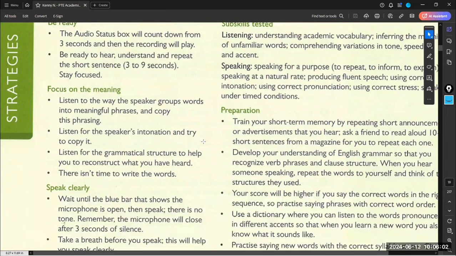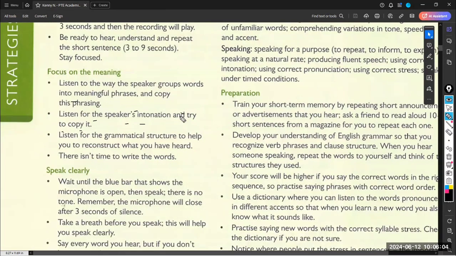Okay. There is something which is really important, which is you have to listen to the way the speaker groups the words. I mean, there is something in English, Ali, which is called intuition. Do you know the meaning of intuition in Arabic?